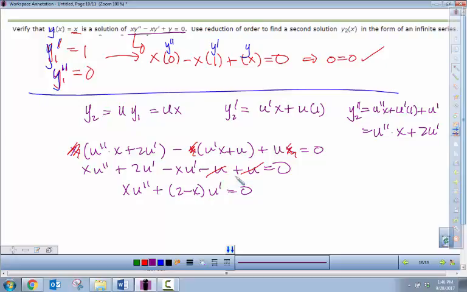And then, yeah, so let u prime equal w. So u double prime equals w prime. So this would be x times w prime plus (2 minus x) times w equals 0.